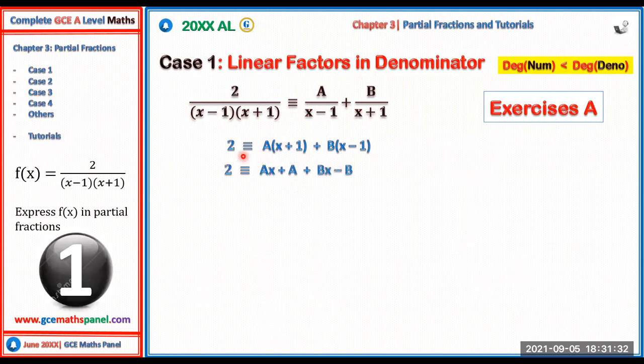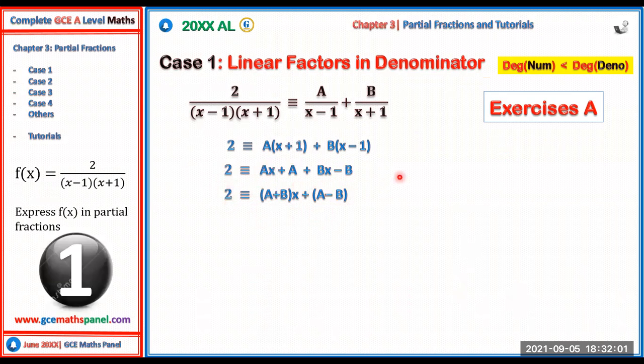So if we expand, we will have 2 is identical to ax plus a plus bx minus b. We bring like terms together. Ax plus bx, the same as a plus b, all of that in brackets, x outside. And a and minus b are constants in another bracket. So at this point, you can equate coefficients. In this case, a minus b is a constant on the right-hand side. The only constant on the left-hand side is 2.